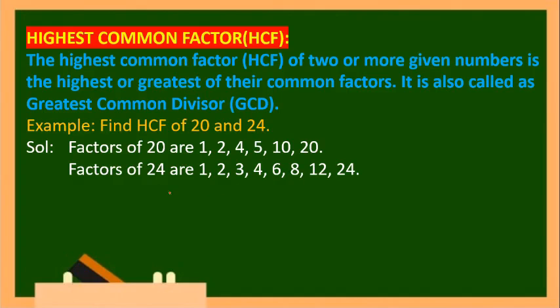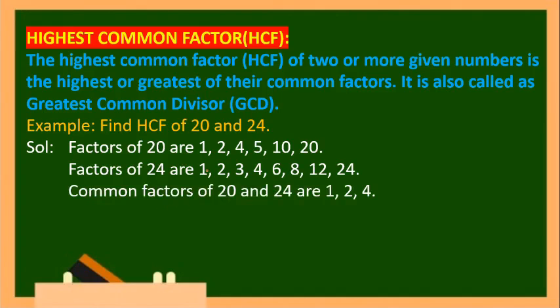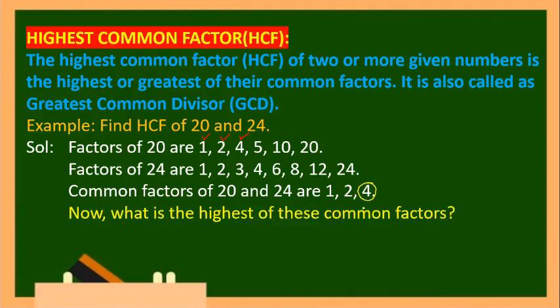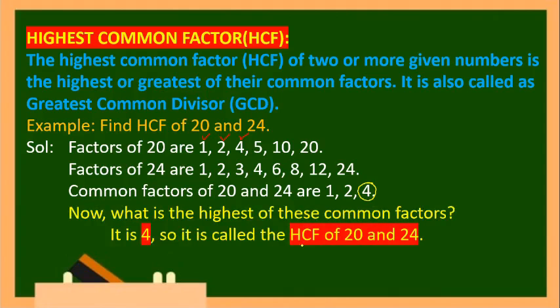Now, what do we need to do? We should find their common factors. What are the common factors? You can see here, 1 is there in both. In the same way 2 is also there in both. Next 4. Any more? No. So common factors are 1, 2, 4. Now from this, we need to choose the highest. What is the highest common factor here? 4. So it is the HCF of 20 and 24. This way we should find HCF, or we can say GCD.